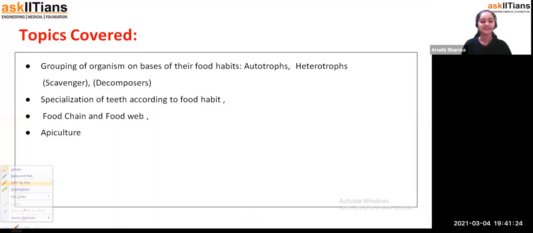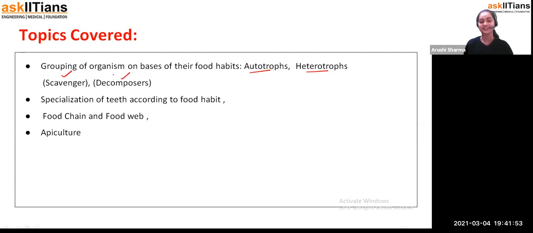So students, you can see here that we are going to cover these topics. The first is the grouping of organisms on the basis of their food habits, like whether they are producing their own food, or whether the organisms are depending on other organisms for their food. So that's how we are going to see the types of organisms on the basis of their food habits, that is, autotrophs and heterotrophs. Then we'll see scavengers and decomposers.